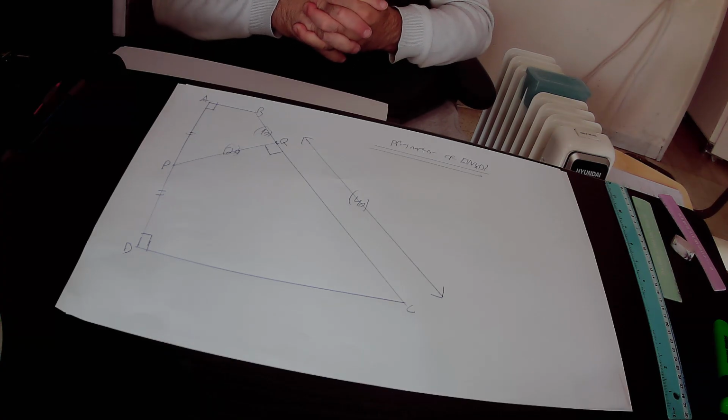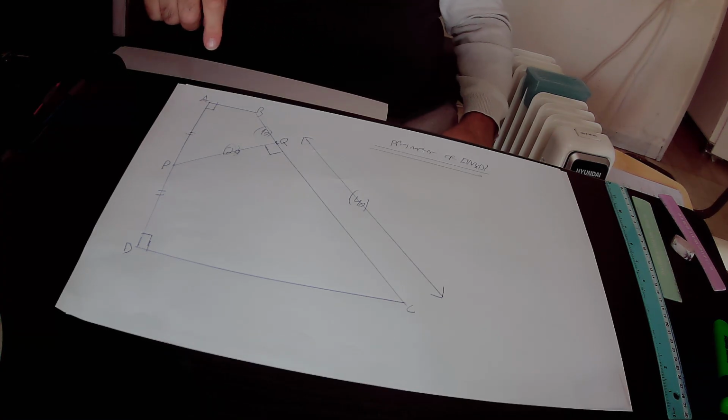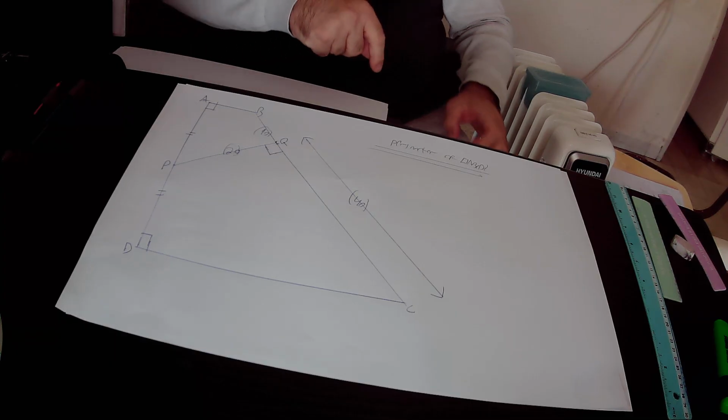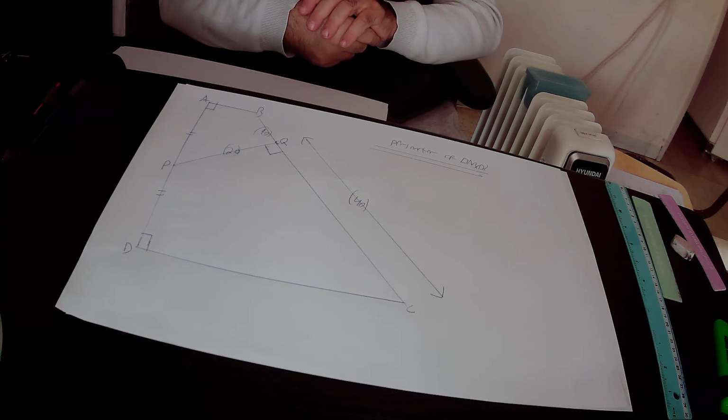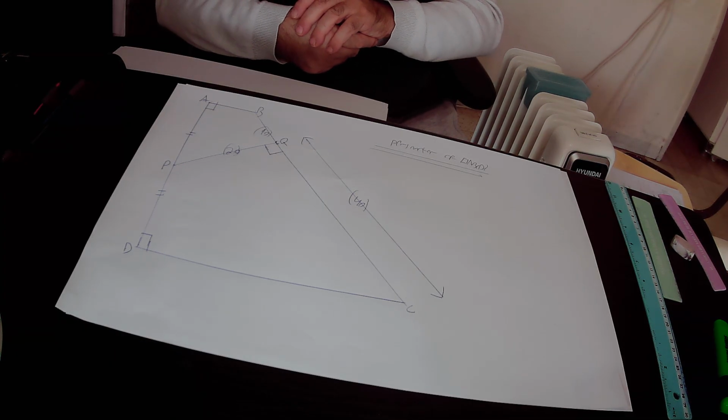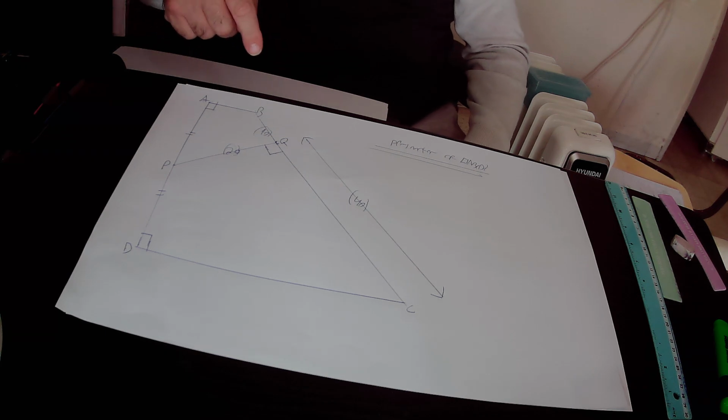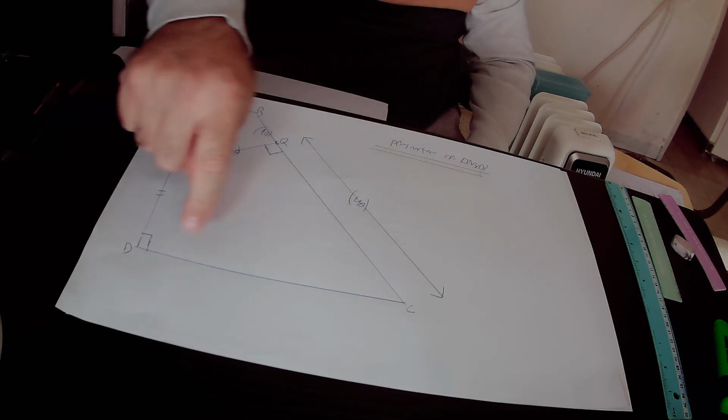Again, our task is to find out the perimeter of this quadrilateral ABCD. So, what is the perimeter? The perimeter of a quadrilateral is the sum of its four side lengths. In this case, it is equal to AB plus BC plus CD plus DA.